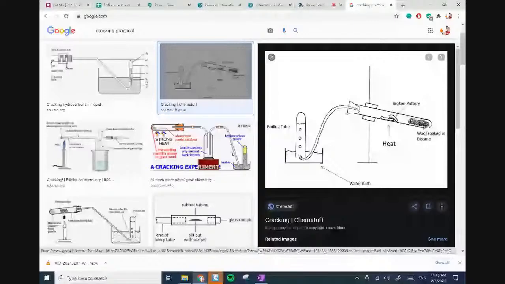So it sucks back, so what you have to do is, it's really counterintuitive. If the water starts getting sucked back, what do you do? Heat it harder. Yeah, you heat it harder, because when you heat this harder, the gas expands and it pushes the water out again. Yeah, but everyone's really scared of it.